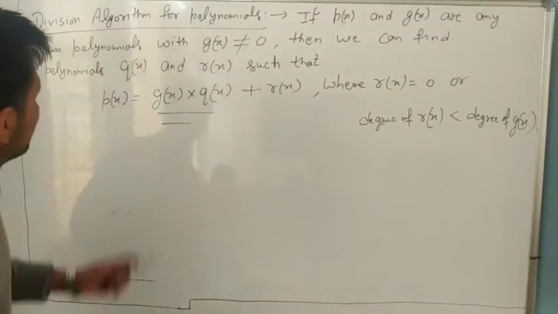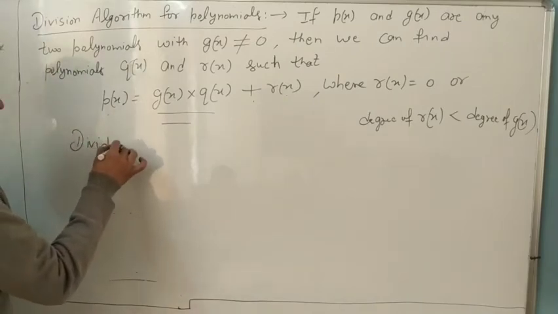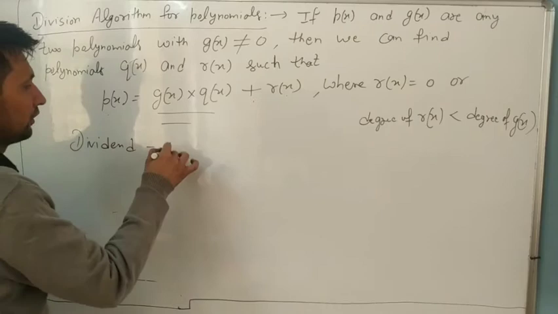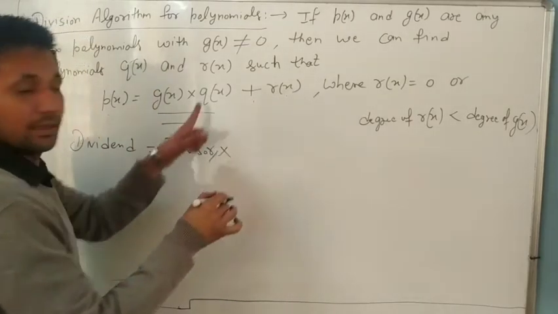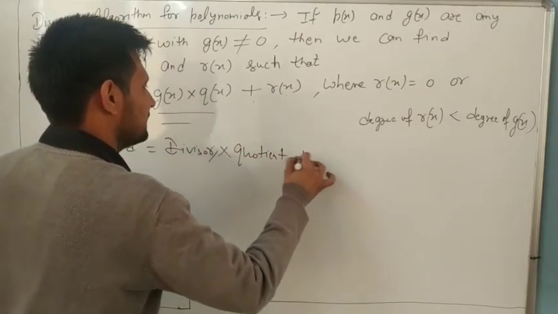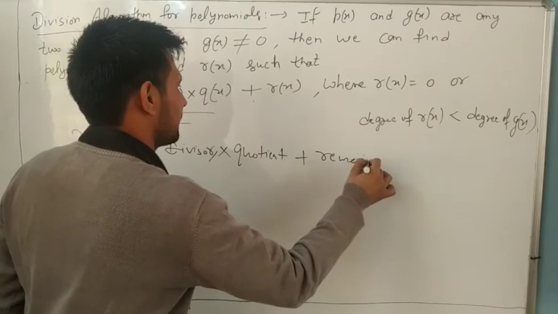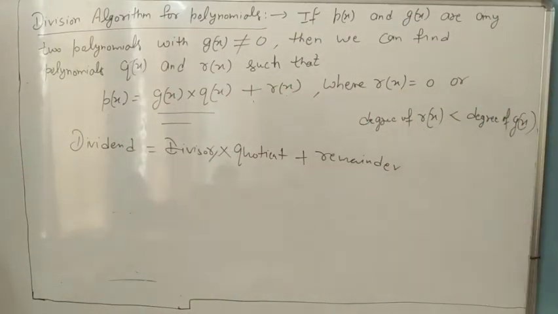Division algorithm: what is it? Dividend equals divisor multiplied by quotient plus remainder. Understand it? So you have to remember this one.